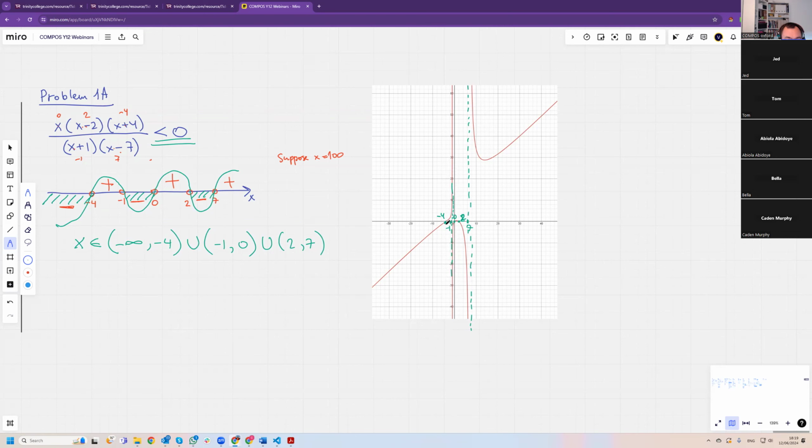So you can see that. So this is where the signs change. This is not a realistic representation of the graph, but it does show you the signs of the function, whether it's above the x-axis or below the x-axis. And okay, so that's that.